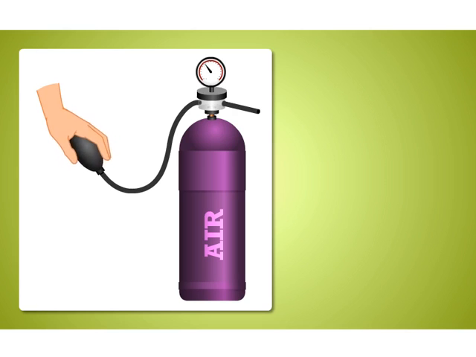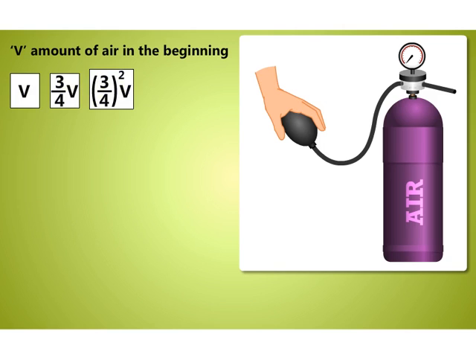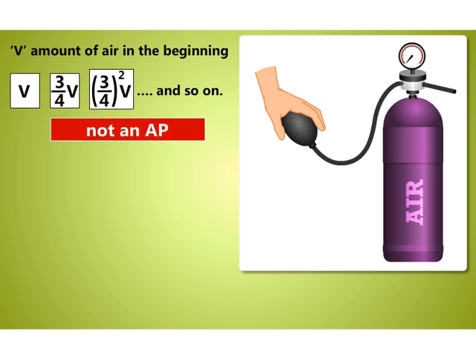Now, let us see some examples in real life to check whether they form an arithmetic progression. Consider the amount of air present in a cylinder when a vacuum pump removes 1/4 of the air remaining in the cylinder at a time. Suppose we assume V amount of air in the beginning. We get a series V, 3V/4, (3/4)²V and so on. Here, the difference between 2 consecutive terms is not a constant, so it is not an AP.